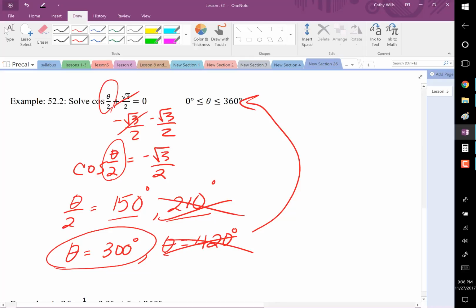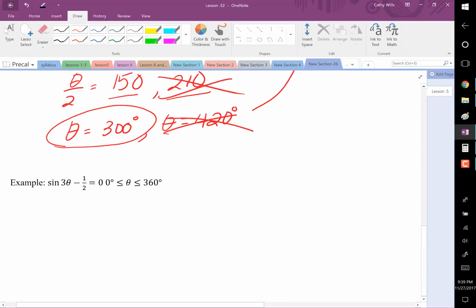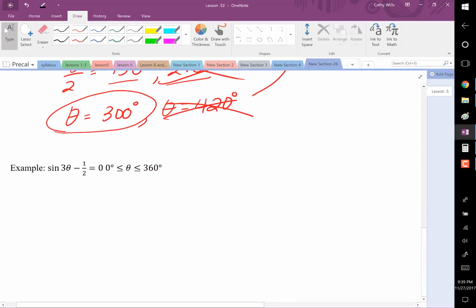So when you have in the argument theta divided by something, you're going to have fewer answers for theta, because you have to multiply theta by a number that will make it bigger. All right, one more. Sine 3 theta minus 1/2 equals 0. So again, this is where we have our argument being 3 theta, so it's being multiplied by a number, and therefore there are going to be more solutions, more possibilities for theta between 0 and 360.